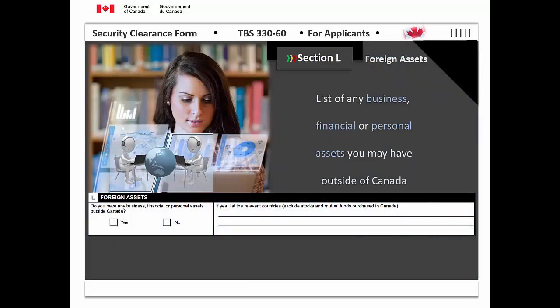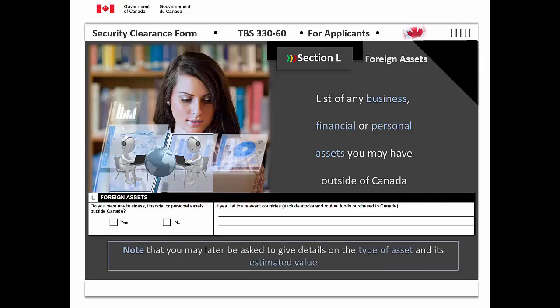Section L asks for a list of any business, financial, or personal assets you may have outside of Canada. For example, a Swiss bank account, or a house outside of Canada. Note that you may later be asked to give details on the type of asset and its estimated value.